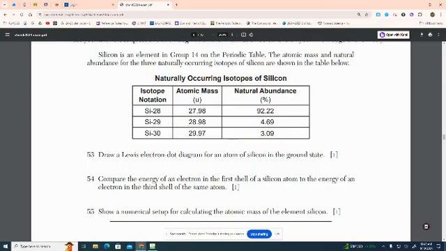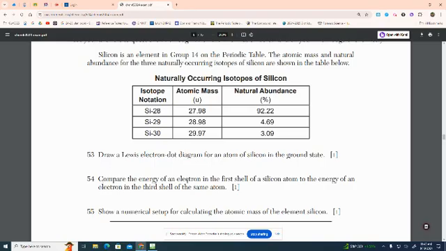It says silicon is an element in group 14. You don't know what group 14 is yet, so let's just move past that. The periodic table, you know what that is. The atomic mass and natural abundance for 3 naturally occurring isotopes of silicon are shown in the table below. So here's the percents. Here's the masses. Okay. You don't know how to draw a Lewis electron dot diagram yet? That's coming up in the next week or so.